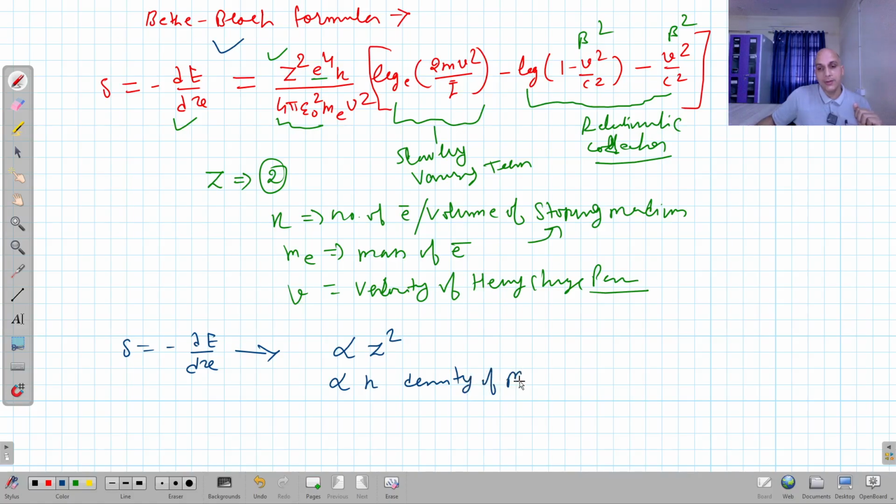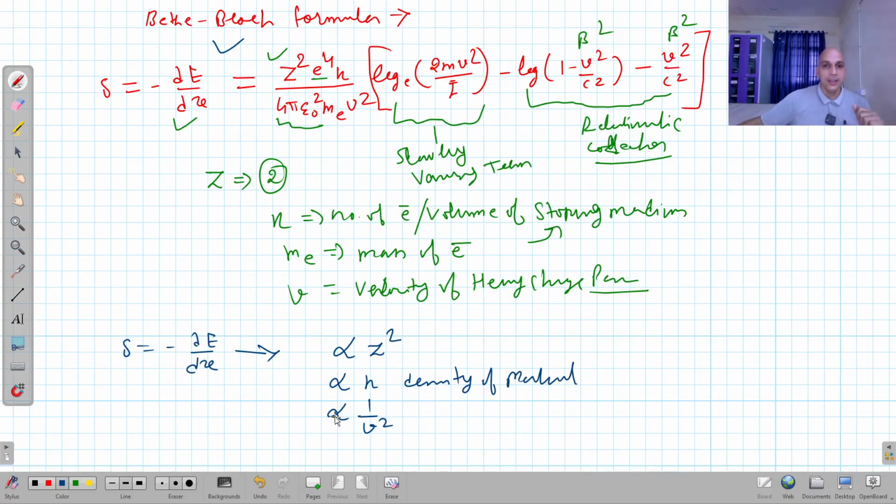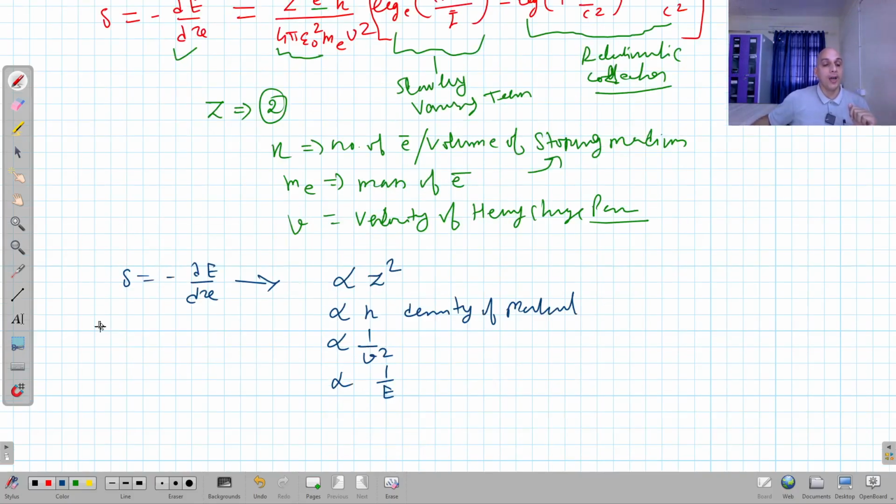Density of material. It is inversely proportional to velocity square. Velocity square means velocity of the heavy charge particle, right? So you can say, or if you take into consideration energy, then you can say it is inversely proportional to the energy, because velocity is directly linked with the energy. So these are the factors on which the stopping power of the medium depends, or you can say, the energy lost by the heavy charge particle depends.